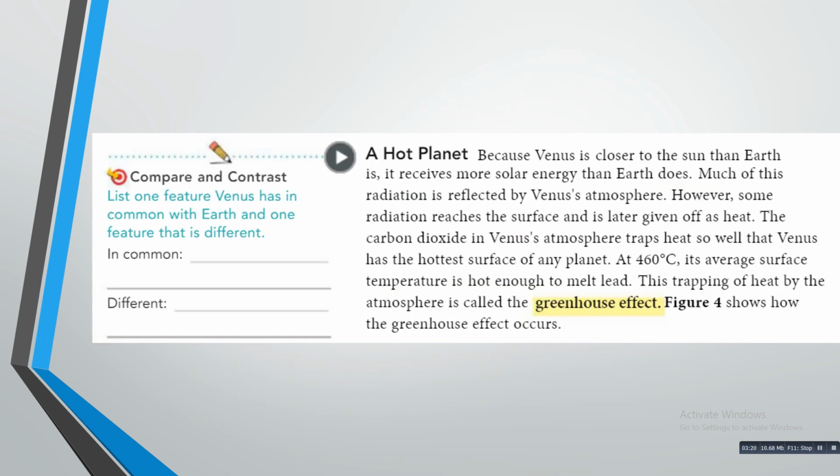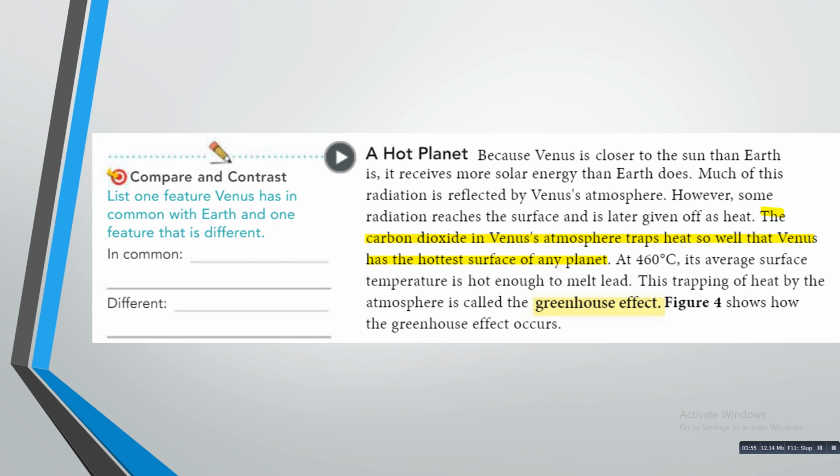Now, if we look at why Venus is extremely hot, like I told you, it's covered with thick clouds, and most of the clouds are carbon dioxide. So that's one of the reasons why it is extremely hot. The carbon dioxide in Venus's atmosphere traps heat so well that Venus has the hottest surface of any planet. This carbon dioxide, which is covering the whole planet, traps all of this heat inside the planet, which makes it really, really hot.